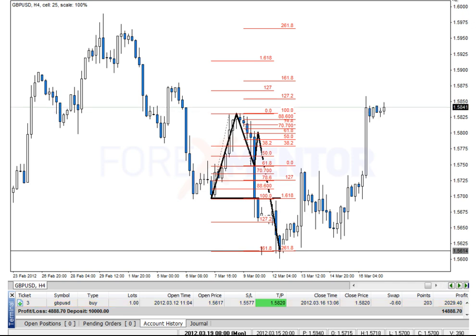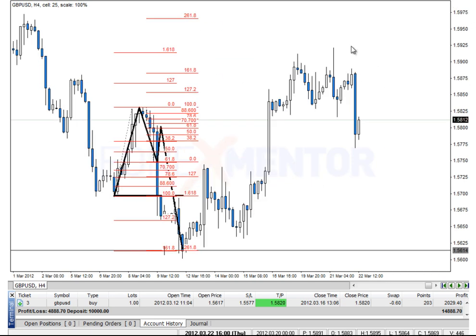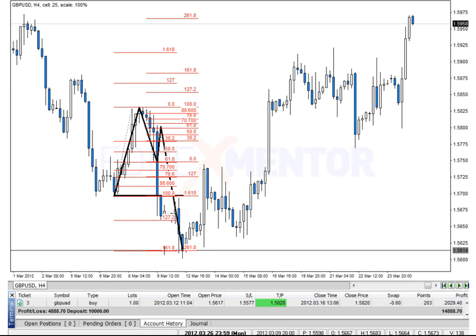You can see price actually continues to the upside. So that's the bullish crab pattern.